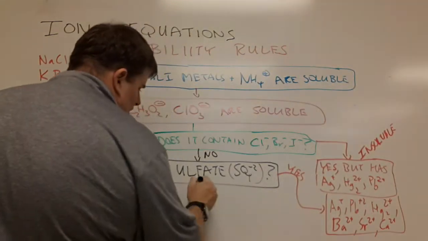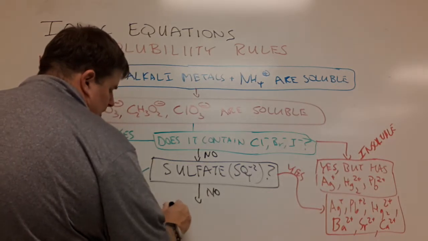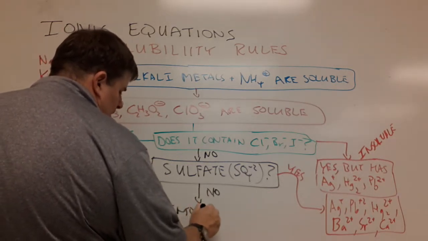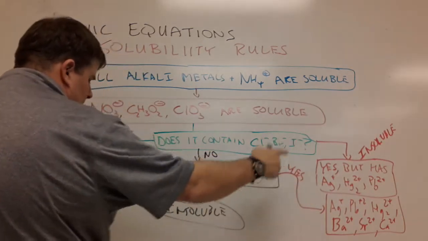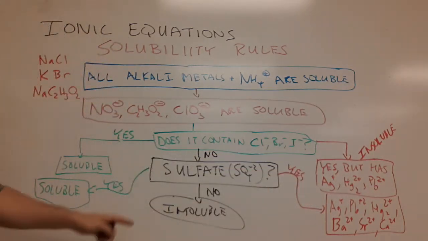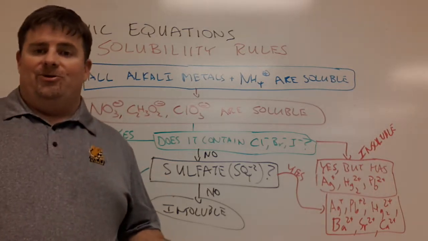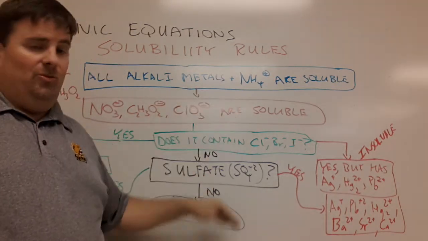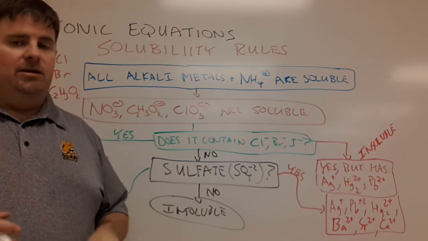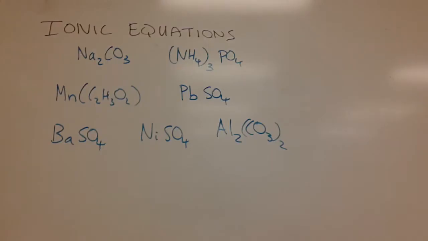So if I get a no down here, I'm probably going to run into something that's insoluble. Now these are guidelines, there's exceptions to everything. This is where I run into the exceptions over here. But essentially, once I get past sulfate, I start running into insoluble things. The only times that those insoluble things are soluble is when they match these particular rules, which is why we start with the soluble rules and not the insoluble rules. Okay? So let's go through some examples.